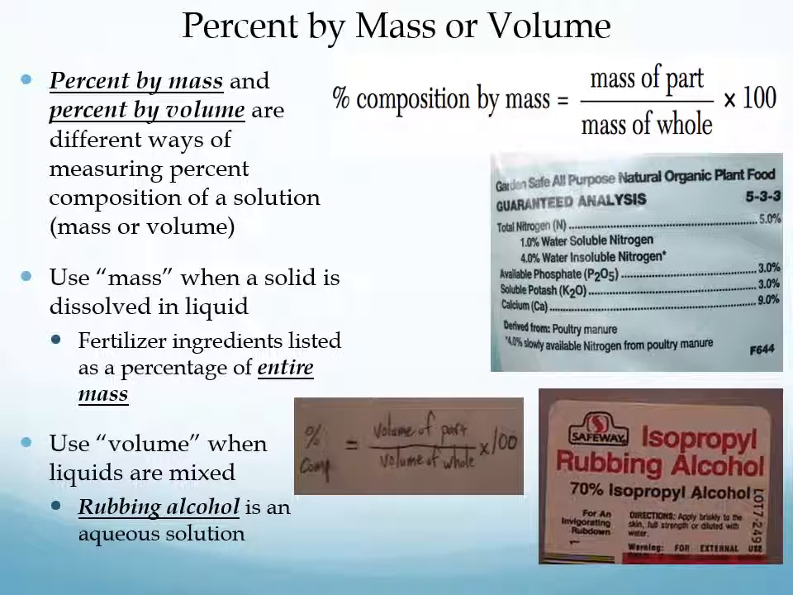If a question instead uses the wording where they're talking about volume of sample, we use the same formula, we just use volume instead of mass. So now it's the volume of the part divided by the volume of the whole times 100. You might see this like on a bottle of rubbing alcohol where it says it's a 70% solution of rubbing alcohol. That means 70% of that thing by amount of liquid is rubbing alcohol. The other 30% is the water.